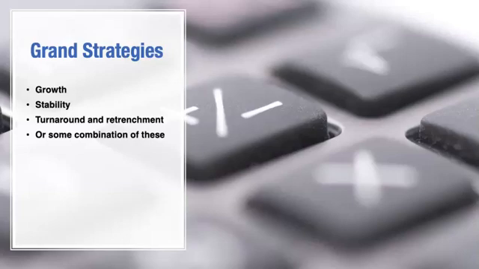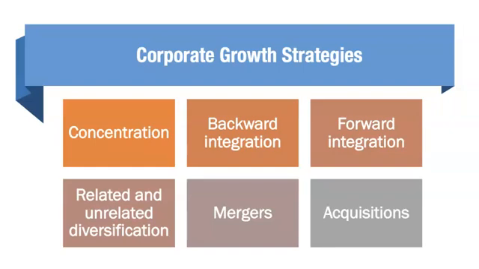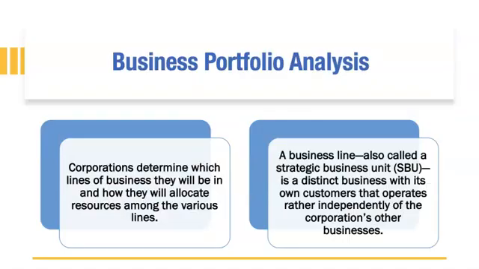Then there are grand strategies, which the chapter will talk about, in terms of growth, stability, turnaround, and then some combination of those. These are your corporate growth strategies, all 6 of them. So you have obviously your concentration, your mergers, your acquisitions. These get a little more into the nuts and bolts of the planning process in terms of how you are going to grow, what you are going to develop, those types of things.